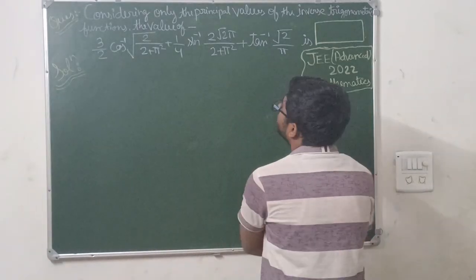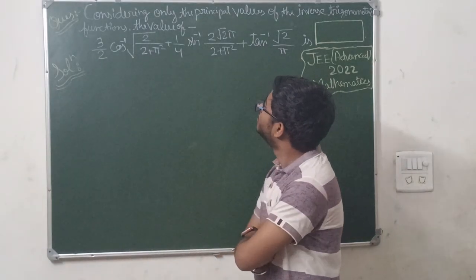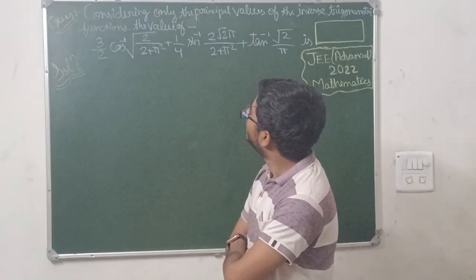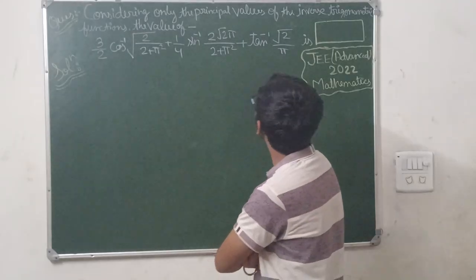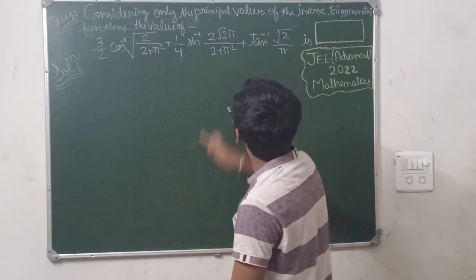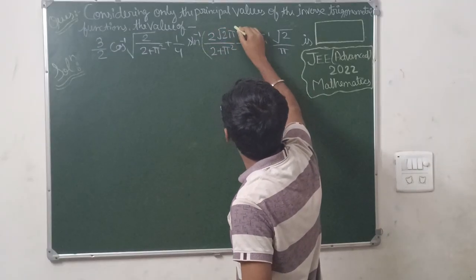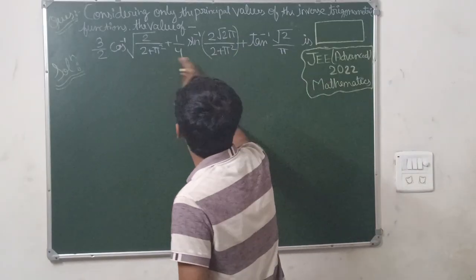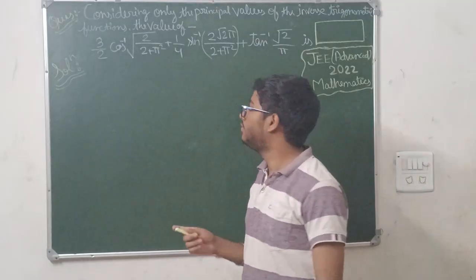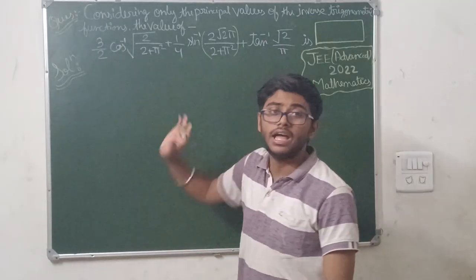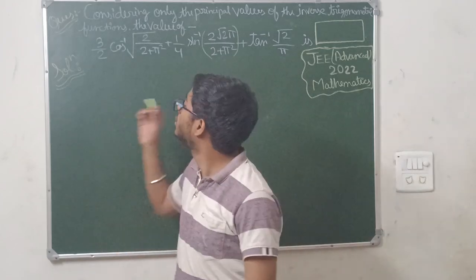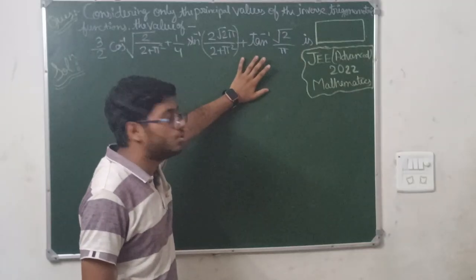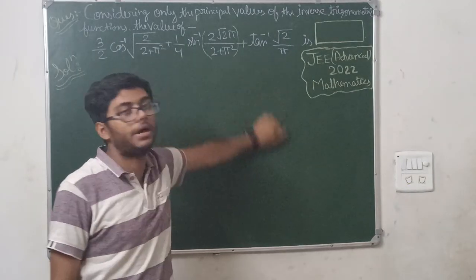If you see this equation, nothing simplifies here by direct substitution. Very complex powers are given here, and the expression is also quite complex. The sine inverse has 2 root 2 pi upon 2 plus pi square. We cannot simplify anything in this directly. Many students say we need to convert these into tan inverse, but that method would be quite long. We can do something with the last term, tan inverse root 2 by pi.